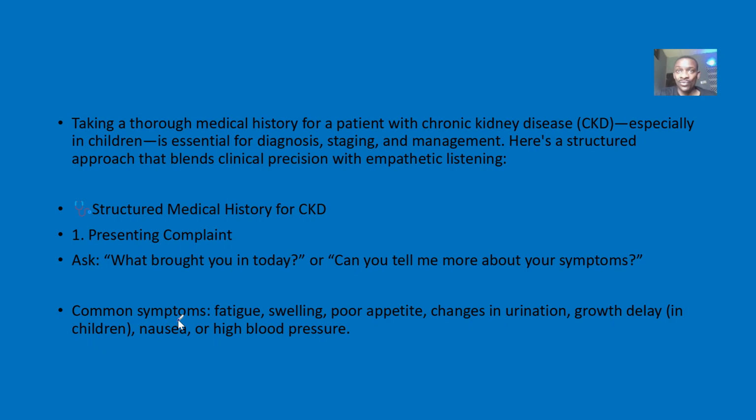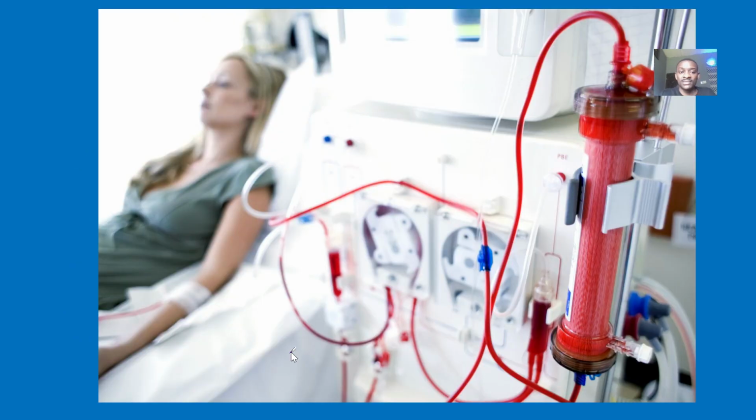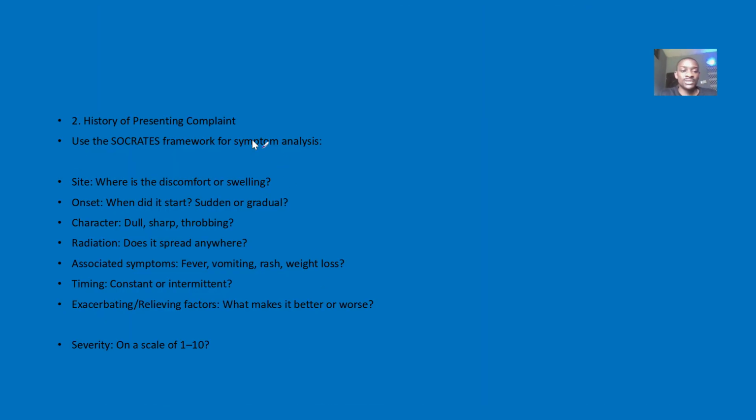Are they saying they are weak? Are they saying that their body is becoming swollen up? Poor appetite, changes in urination, growth delay in children, nausea, high blood pressure. But sometimes, if you are dealing with a child, they won't really know all of this, do you understand? But their parents could actually tell you. You understand?